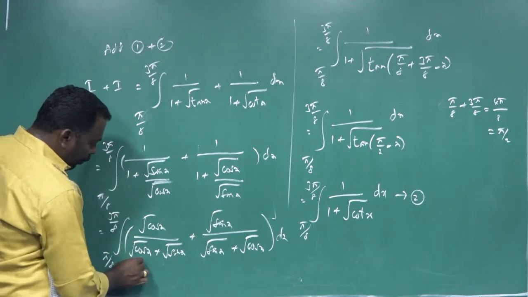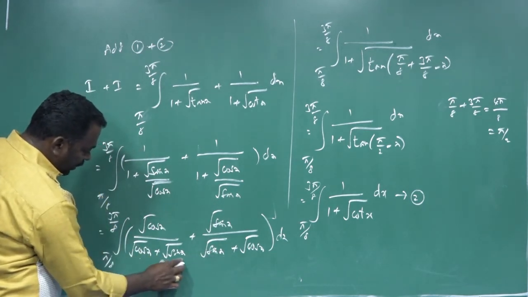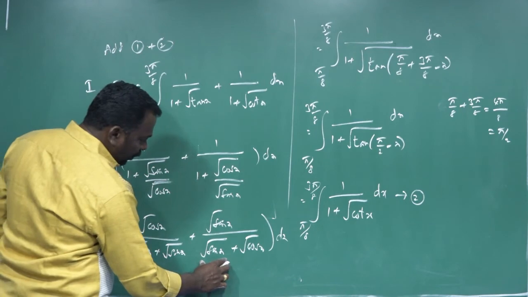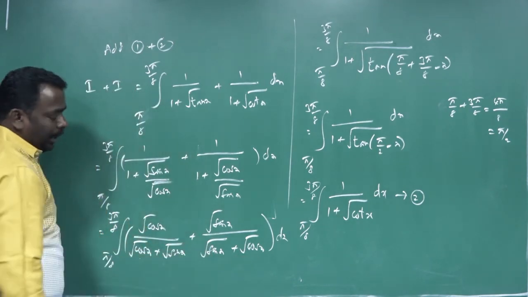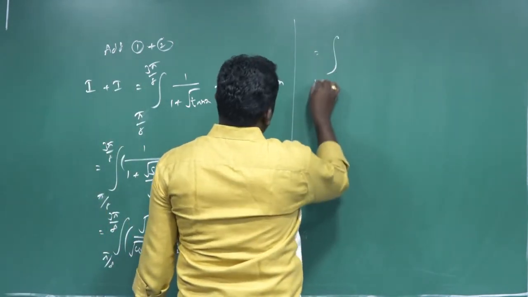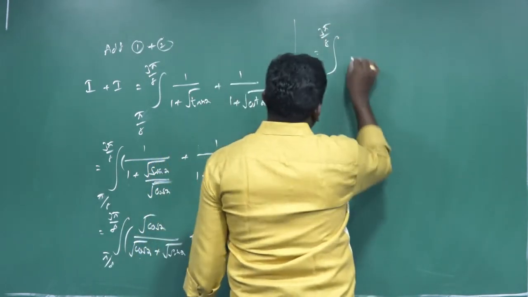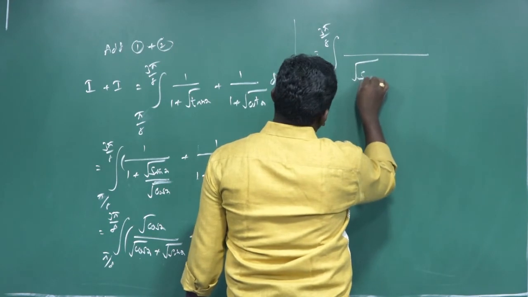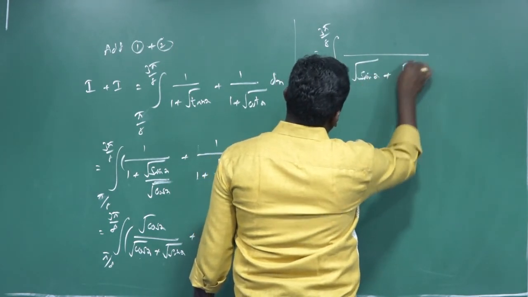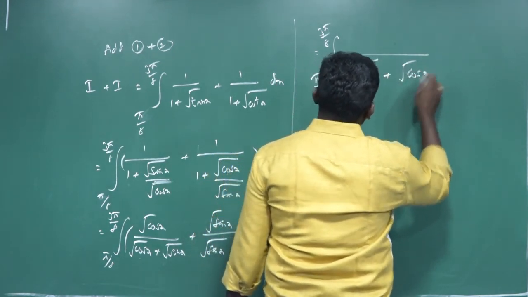Now both the denominators are the same, root of sin x plus root of cos x. Both are the same term, so take the common denominator. That is equal to the integral from pi by 8 to 3 pi by 8, taking the common denominator equal to root of sin x plus root of cos x, which is called the common denominator.